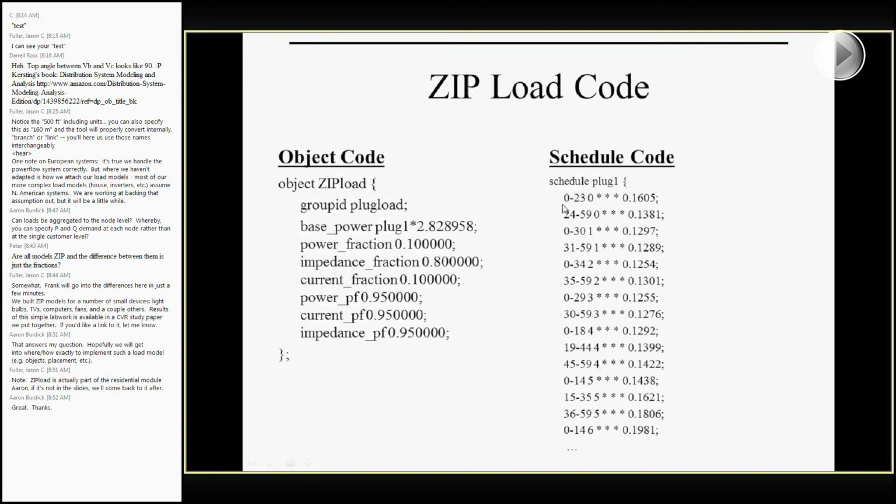So basically, for like the first 23 minutes of the day, you're going to have a baseline consumption of 0.1605, and then for the 24 through 59 minute of that first hour, it's going to be 0.1381. These individual values for whatever time of day it is will get multiplied by this 2.828958. And then, of course, all of the different fractions will dictate how that gets translated into your individual components.